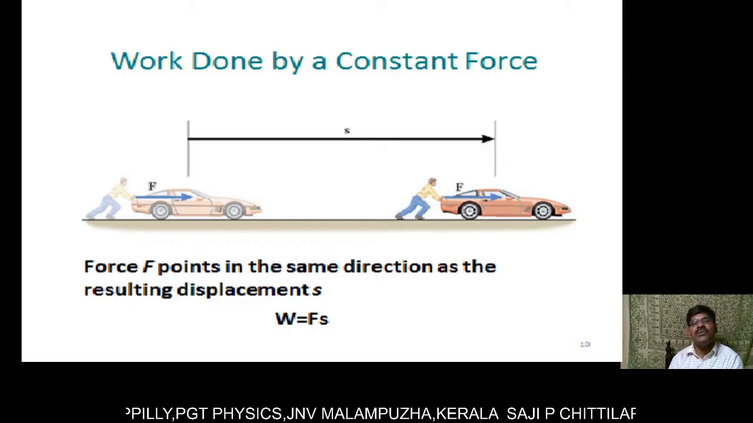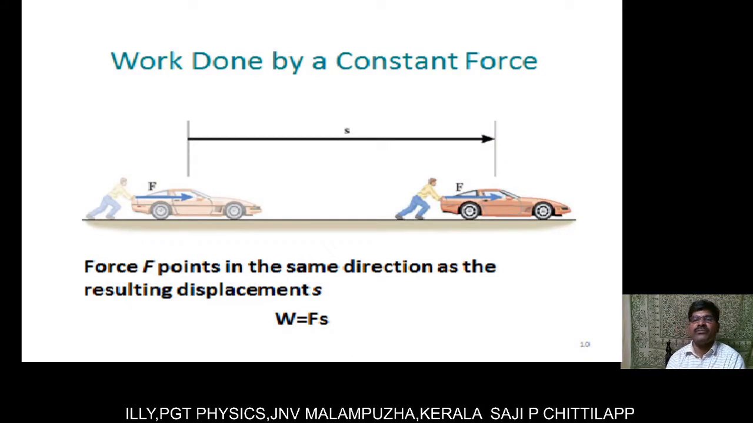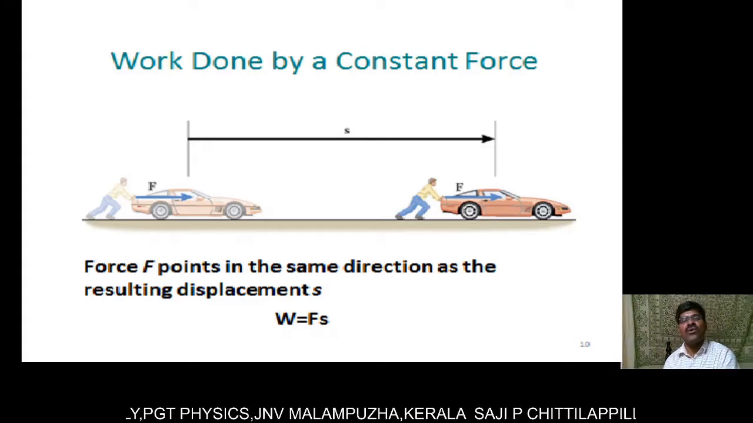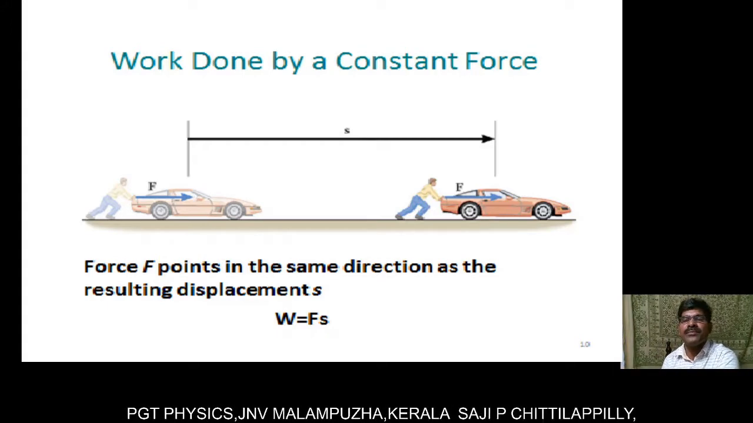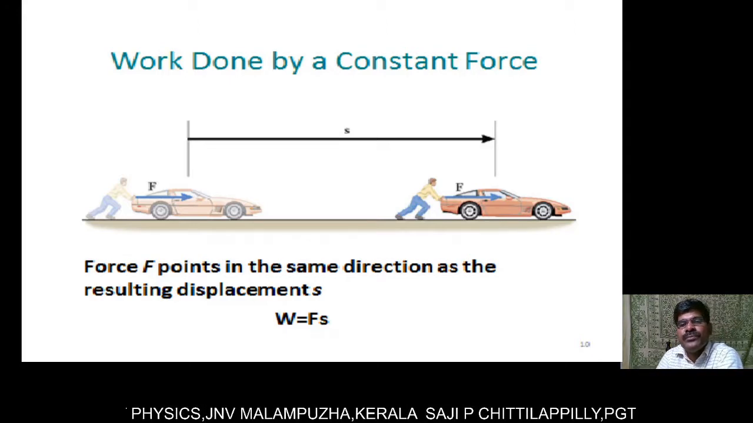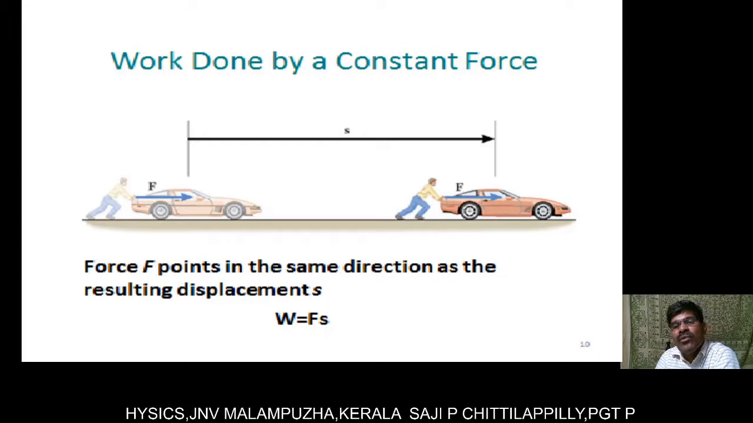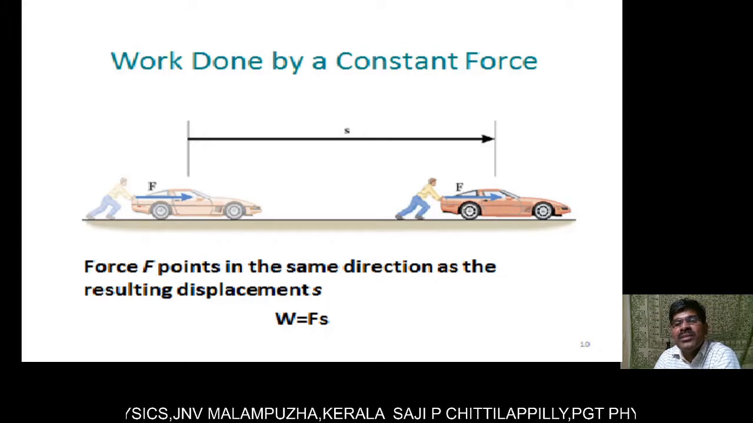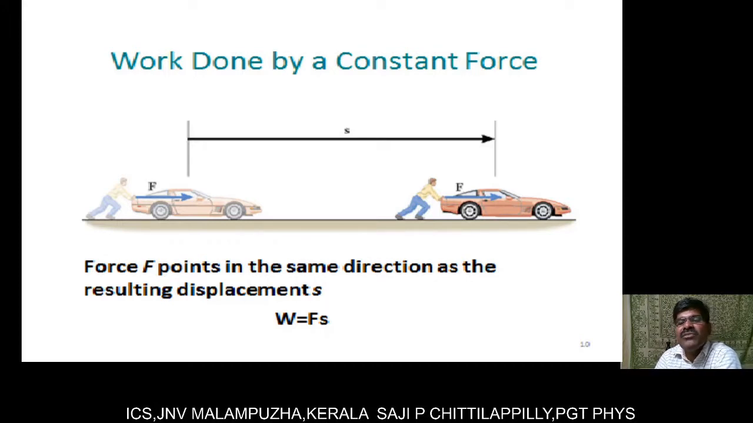Now, here in this section, we will discuss work done by a constant force. The force is constant, the same force is applied, and the displacement is there on the body. We can calculate force into displacement, which gives the work done. Work done W is equal to Fs.